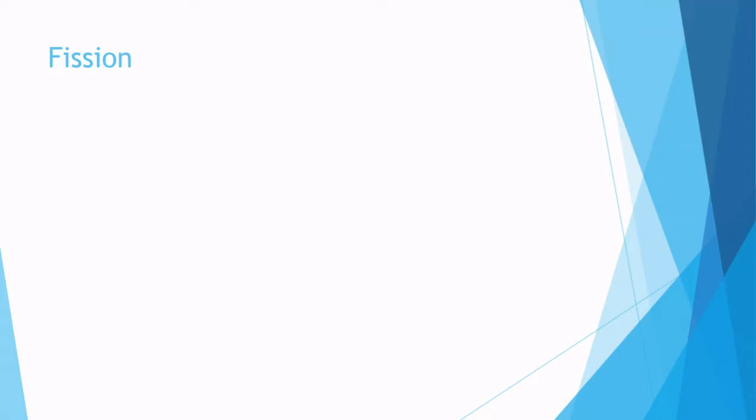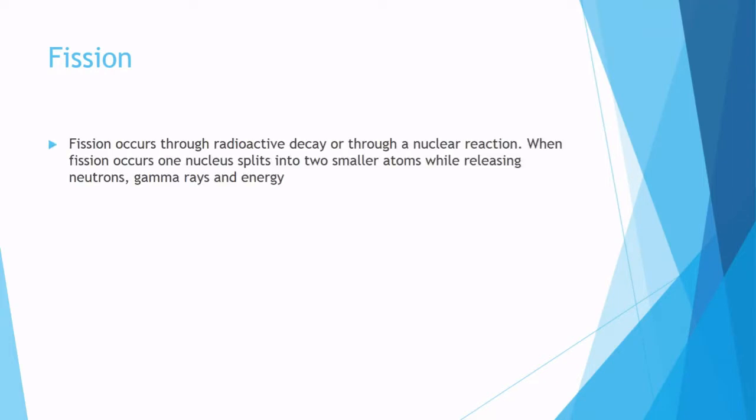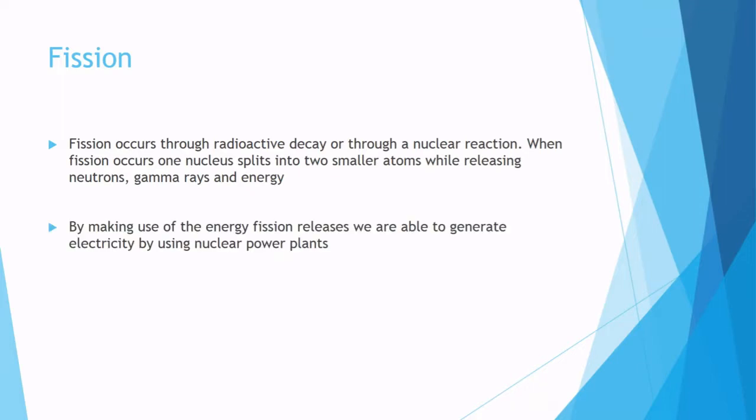First we will do a small review on fission. Fission occurs through radioactive decay or through a nuclear reaction. When fission occurs, one nucleus splits into two smaller atoms while releasing neutrons, gamma rays, and energy. When this energy is released, it gets absorbed by the fuel and turned into heat. And by using this heat in nuclear power plants, we are able to create electricity.